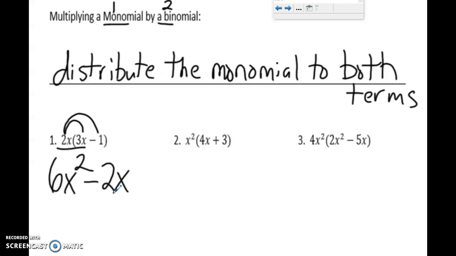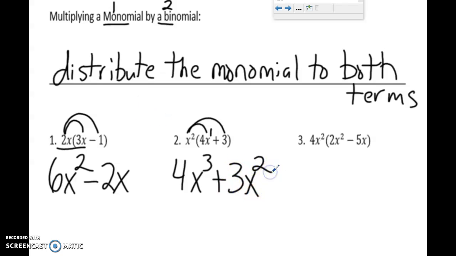Next up is x squared. So we have to distribute this as well to both terms because that is a binomial. If it was a trinomial, meaning 3, we'd have to distribute 3 times. Don't forget about maybe the 1 that's above the x. So this becomes 4x to the 2 plus 1, 3. And then again, x squared to 3, making it 3x squared.